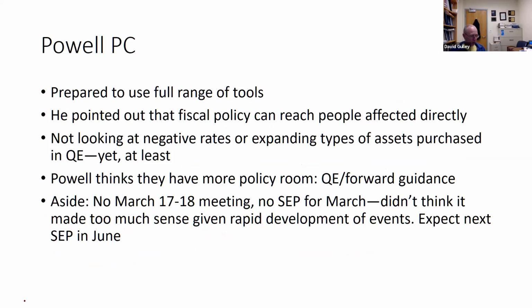He promised to use the full range of tools here. We'll talk about some other stuff here in a minute. He said that fiscal policy might have a substantial role in promoting the recovery because, again, this is his verbiage here, it can reach people directly, whereas it's much harder for monetary policy to do this. He explicitly said they are not looking at negative interest rates or expanding the types of assets that they purchase with QE. Again, key qualifier here, not yet at least.